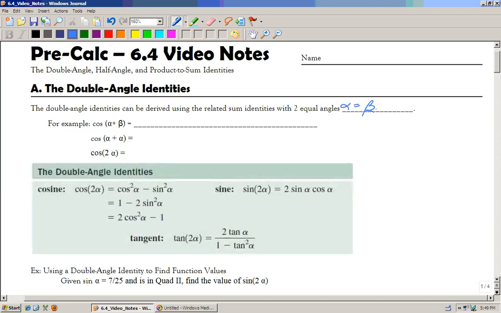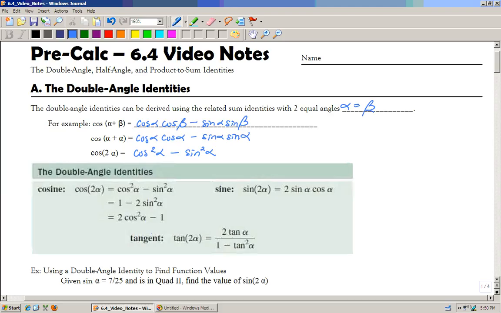So one of these double angle identities can come from the sum of cosine, alpha plus beta. Remember that that's cosine of alpha, cosine of beta, minus sine of alpha, sine of beta. So if you take alpha and plug it in for the betas, because those are equal to each other, you get cosine alpha, minus sine alpha, where the betas are replaced with alphas. And then your cosine times cosine is cosine squared, and sine times sine is sine squared. And now you notice that that's the double angle formula for cosine: cosine squared minus sine squared.